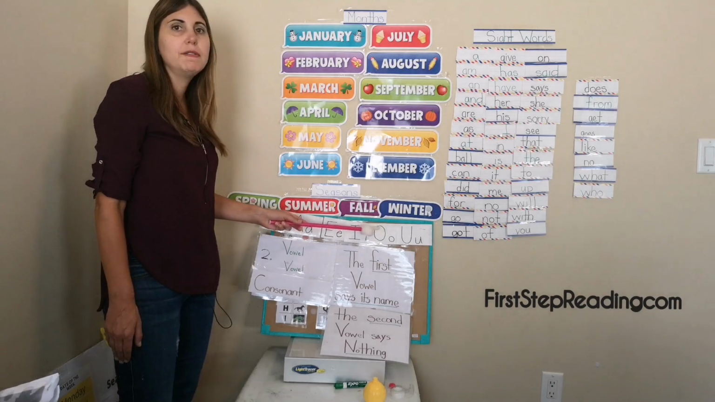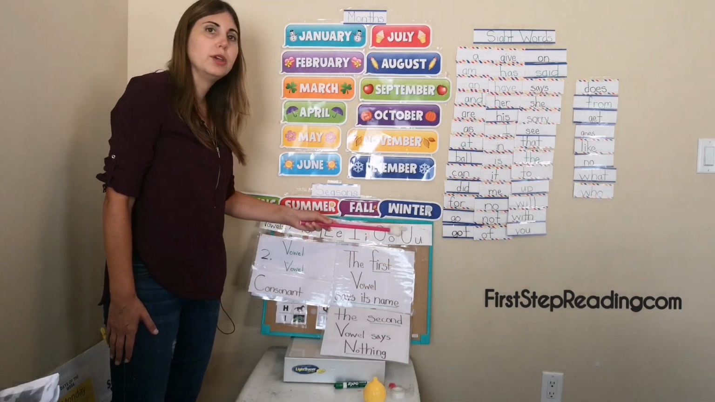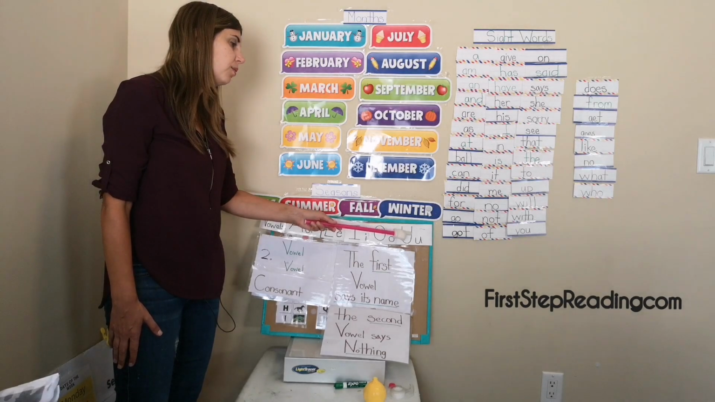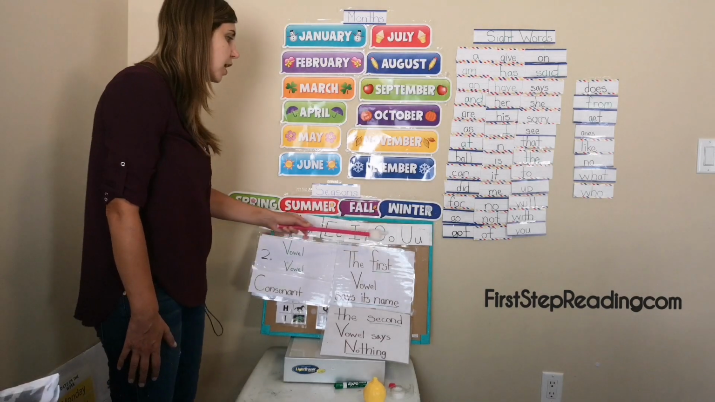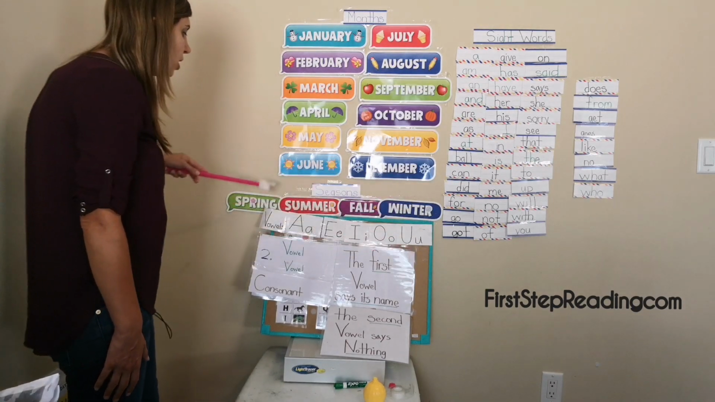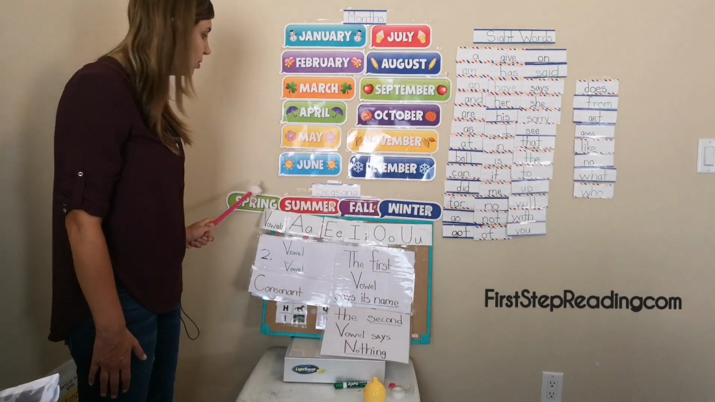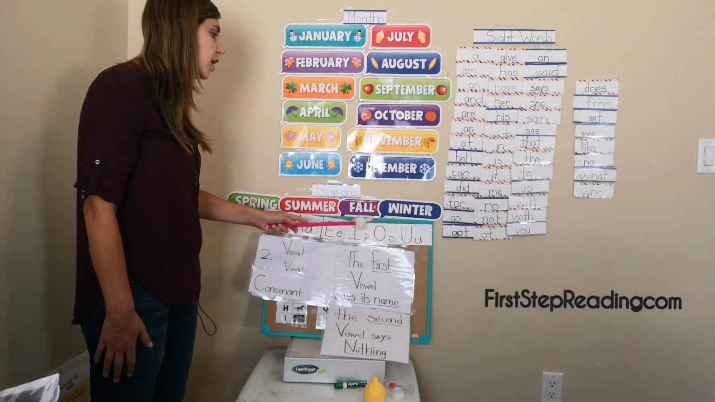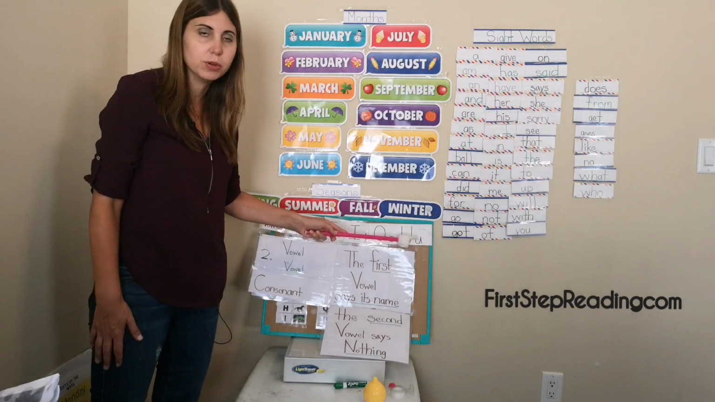O is a vowel, A-E-I-O-U. U is a vowel. Those are our vowels. A-E-I-O-U. So these letters are your vowels.